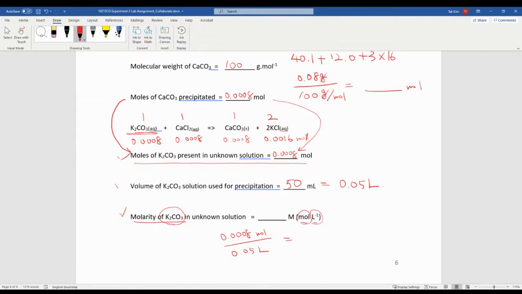When you finish calculating this one, let's just have a look at the numbers I have. I have 0.16 moles per liter.